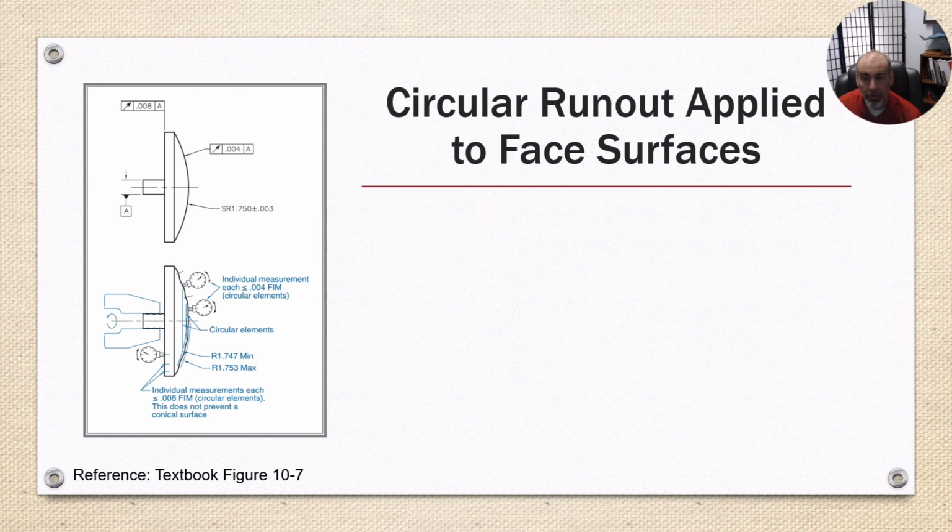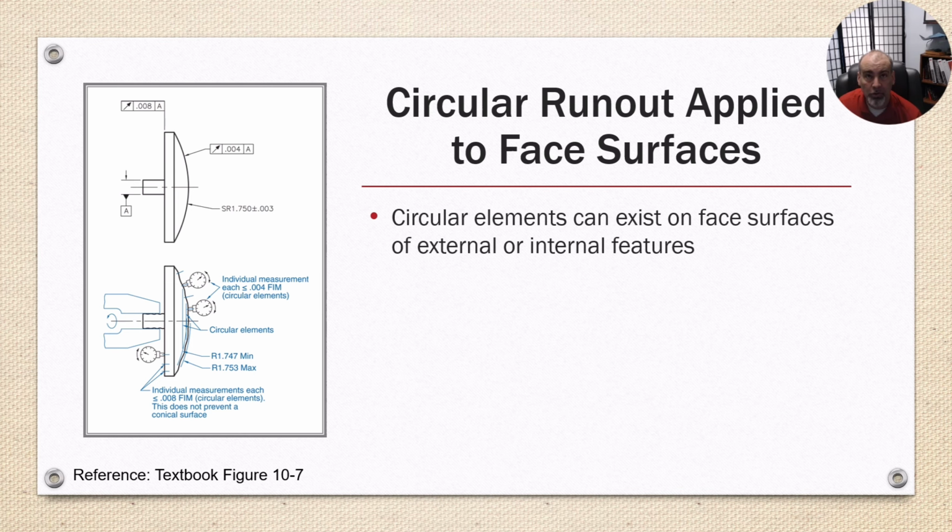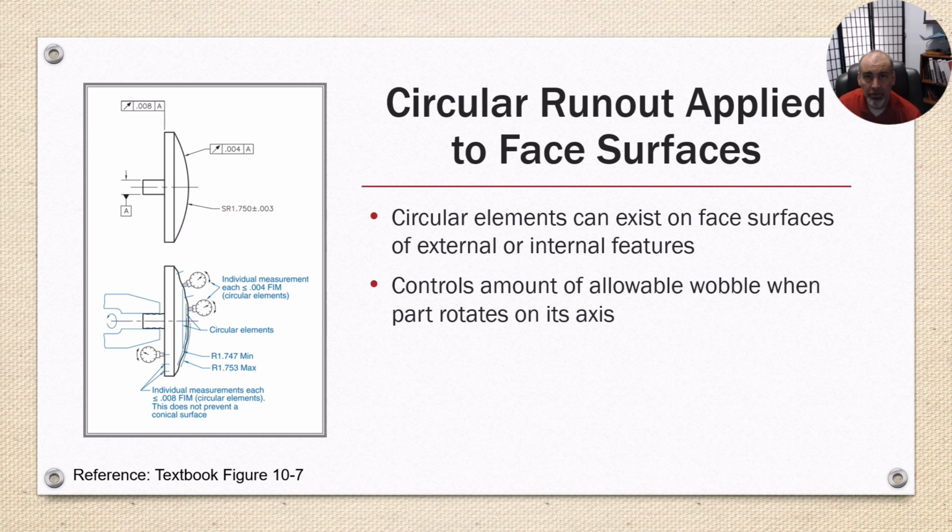Circular runout applied to face surfaces. Circular elements can exist on the face surfaces of external or internal features. It controls the amount of allowable wobble when the part rotates on its axis, but it does not control the shape of the overall surface. You just have to hit a couple of areas, and as long as the indicator isn't running out, it's not controlling that spherical radius, which in this case is plus or minus 3 thou.